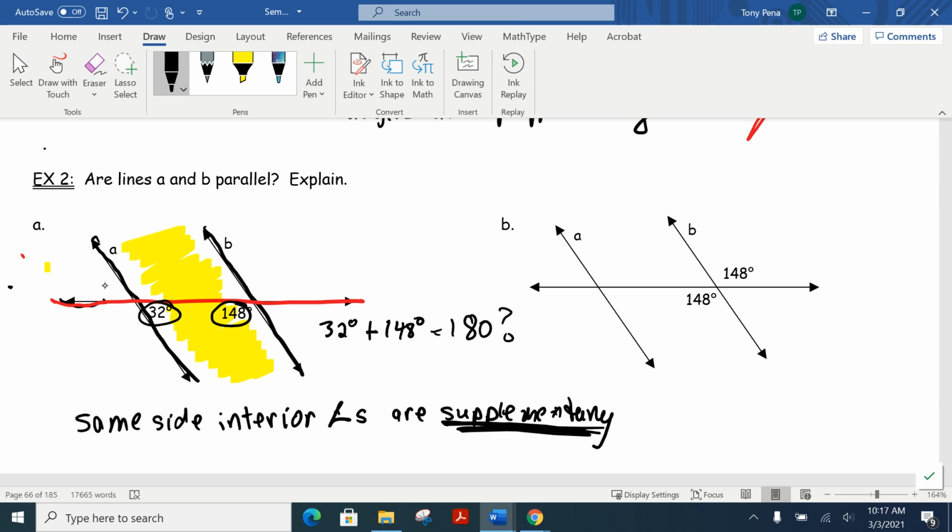So if we look at this, does 32 plus 148 equal 180? The answer to that is yes. So we can get rid of that question mark, and we would say yes. And then we will just put in front of this, because same side interior angles are supplementary.